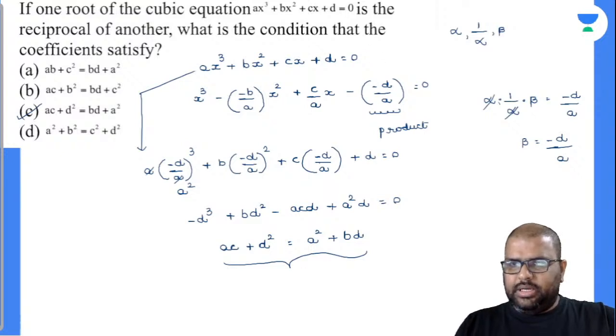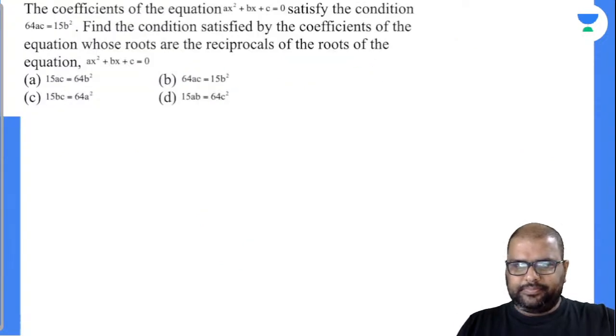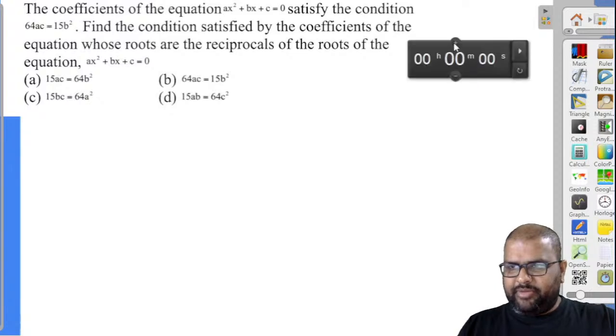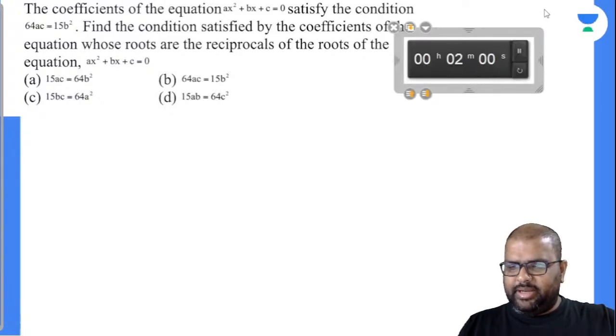Okay, then let's solve the next one. I'm expecting you guys to answer this question here. One of my favorite questions, right? I asked this question in many forums also.